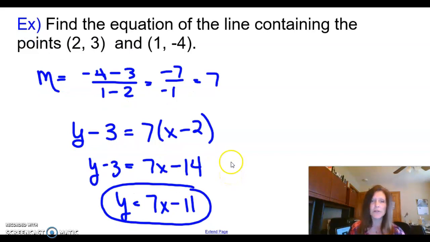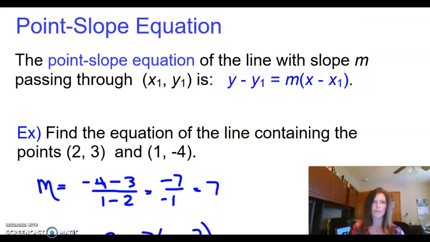Now, if you're taking a quiz or doing an assignment, I would highly suggest that you plug this into your calculator and graph it and make sure that these 2 points are actually on your line. Let's take a look at one more.